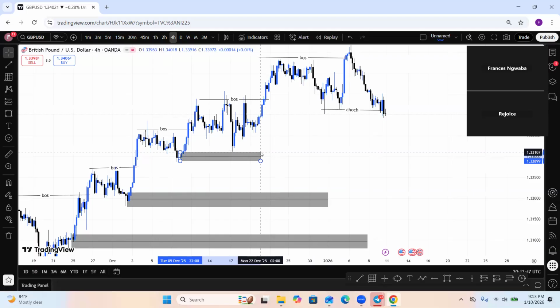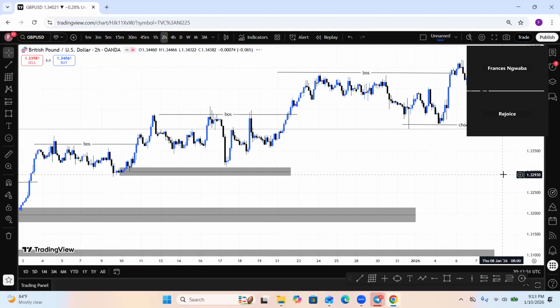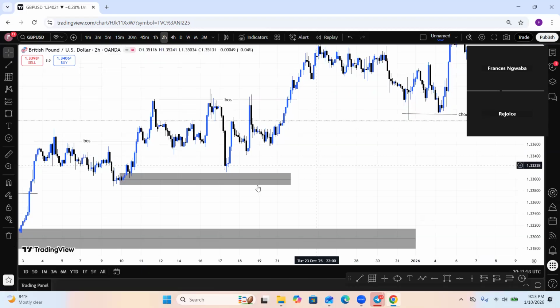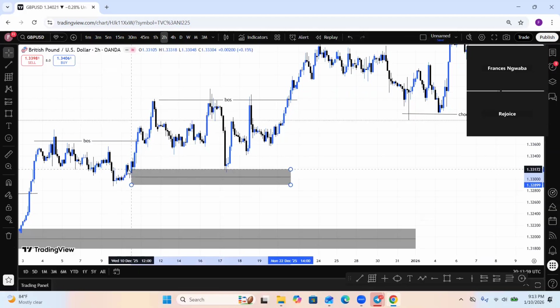Let's go down to 2 hours first. That's how we know. From 2 hours, it tapped. From 2 hours, this black candlestick is the order block, and it tapped. Do you understand?